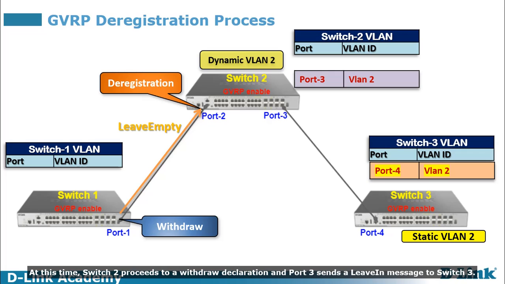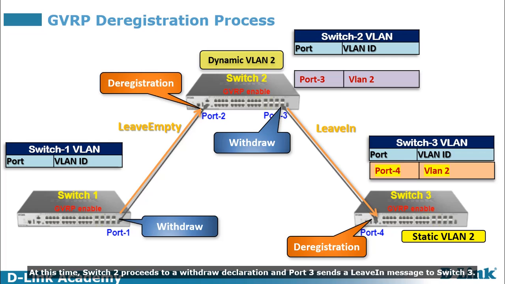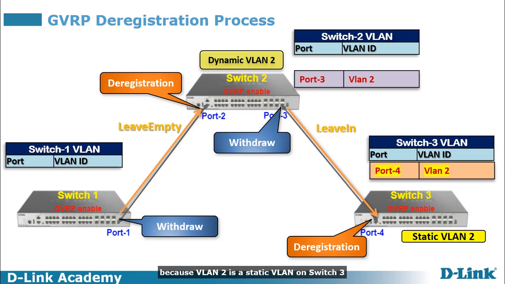At this time, switch 2 proceeds to a withdraw declaration and port 3 sends a leave-in message to switch 3. After switch 3 receives the leave-in message, port 4 is not deleted from VLAN 2 because VLAN 2 is a static VLAN on switch 3. At this stage, VLAN 2 is not yet completely deleted on switch 1 and 2 because they are still learning the VLAN 2 attributes from switch 3. Remember, switch 3 still has static VLAN 2.